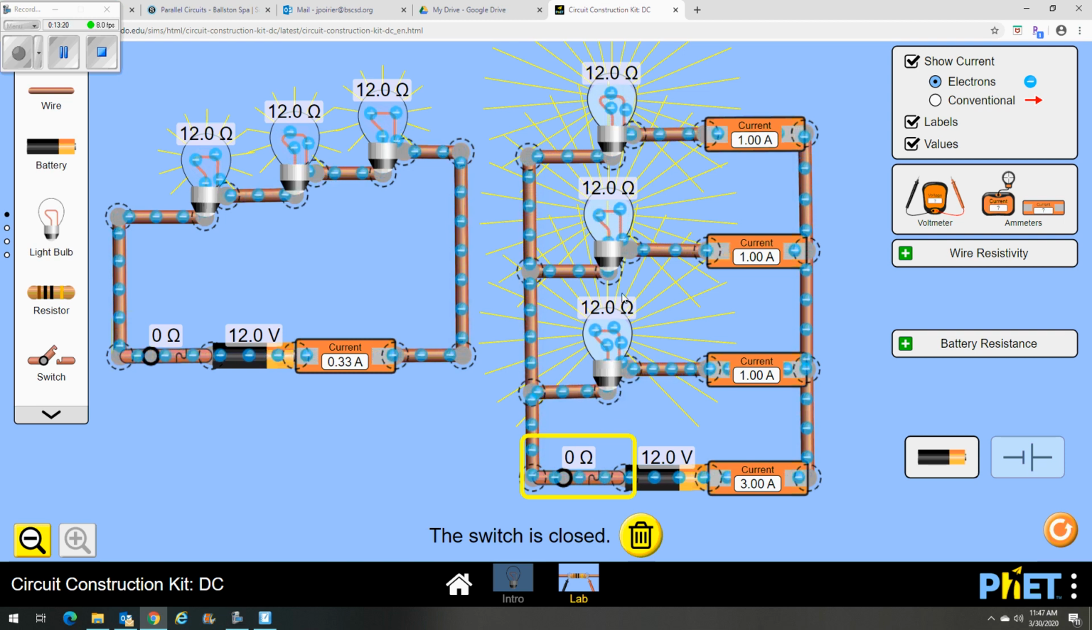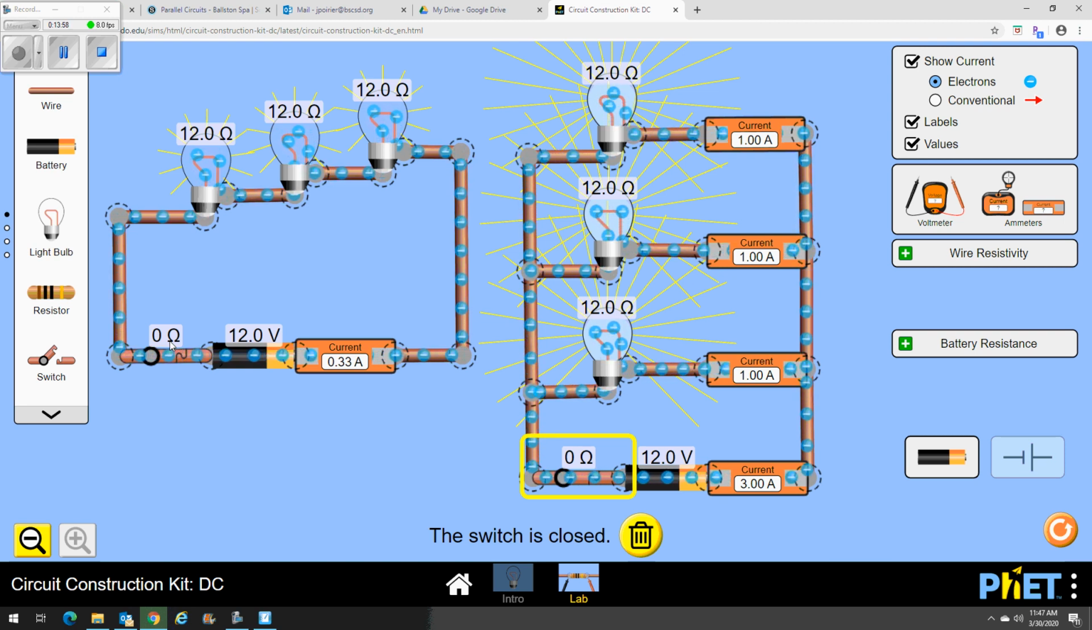And you'll note a couple of things about our simulation. First, the bulbs are a whole lot brighter in parallel than they are in series. And you should also notice that a whole lot more electrons are now leaving the battery, which means the total current is now higher. You can see that the total current here is a third of an amp, while in the parallel circuit, using the same three items, the total current is now 3 amps. So you can probably deduce that the battery would wear out a whole lot quicker in a parallel circuit case than it would in a series circuit case, because we're using a lot more electrons, meaning we're drawing a whole lot more current.